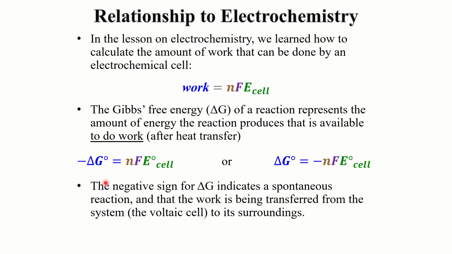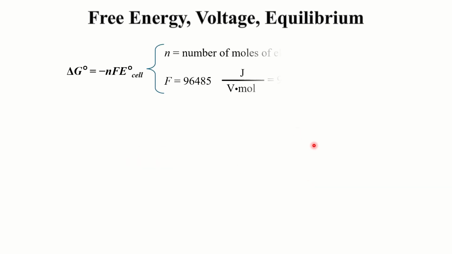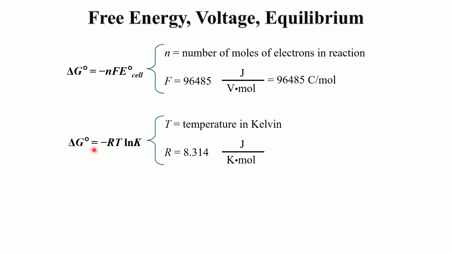So basically, work here is being represented by delta G naught if we're going to use E naught cell, so standard. The basic version of this would just be delta G equals nFE cell, but we typically work with standards here. So summarizing these equations, free energy, voltage, and equilibrium, we have the equation delta G naught equals negative nFE naught cell. So this is the standard free energy change and the standard cell voltage. Remembering that n is the number of moles of electrons and F is Faraday's constant, 96,485 coulombs per mole. We also earlier defined that delta G naught equals negative RT ln K.